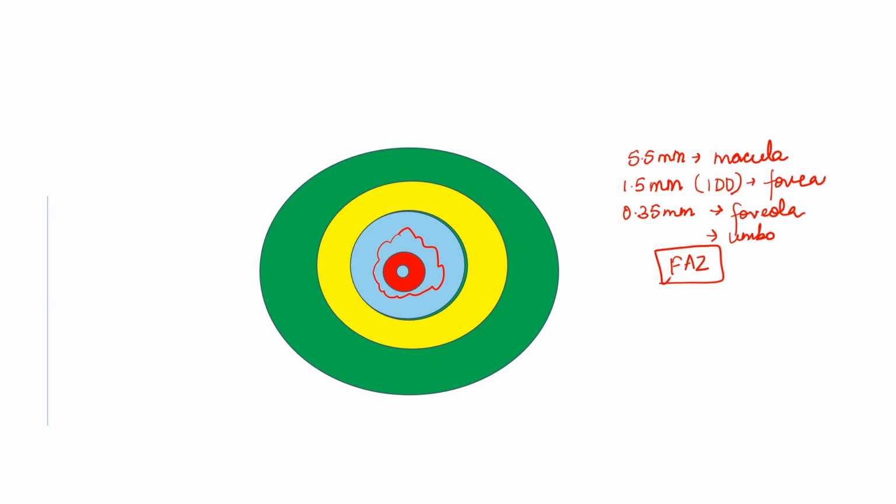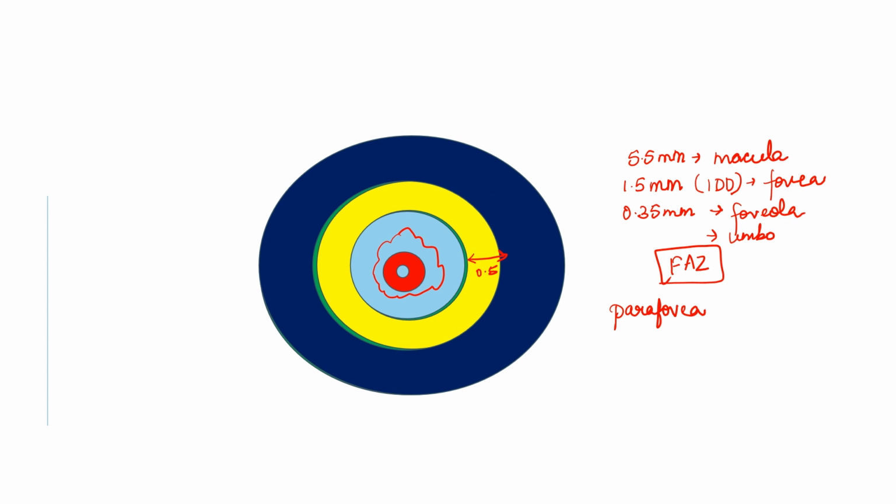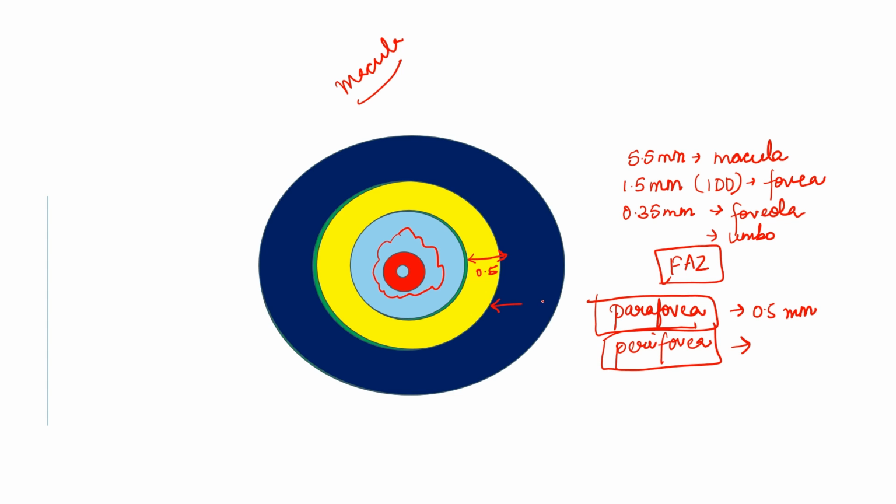Now, if you draw a circle of about 0.5 millimeter in thickness around the fovea, that zone is known as the parafoveal region, and the remaining part of the retina outside the parafoveal region is known as the perifovea, right? So what can we say? We can say that the macula basically has three zones. It has the parafovea, which is about 0.5 millimeters thick, and it has a perifovea around it which is about 1.5 millimeters thick. If you actually do the math, it comes to about 5.5 millimeters.